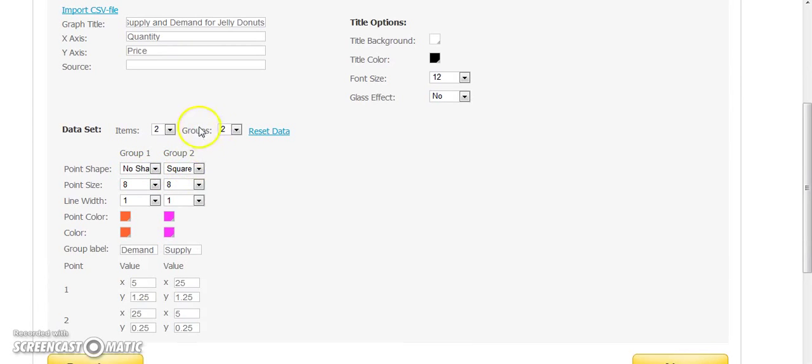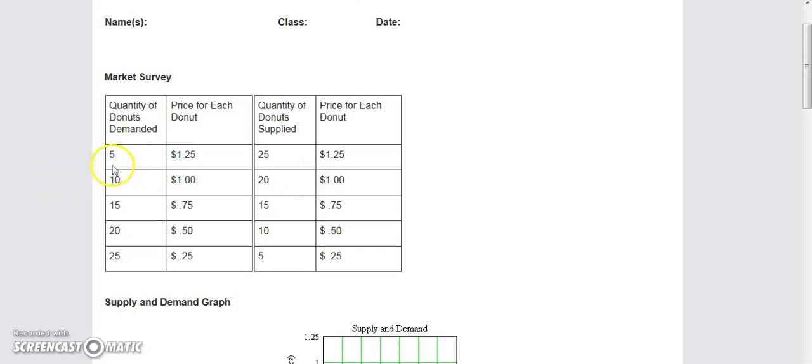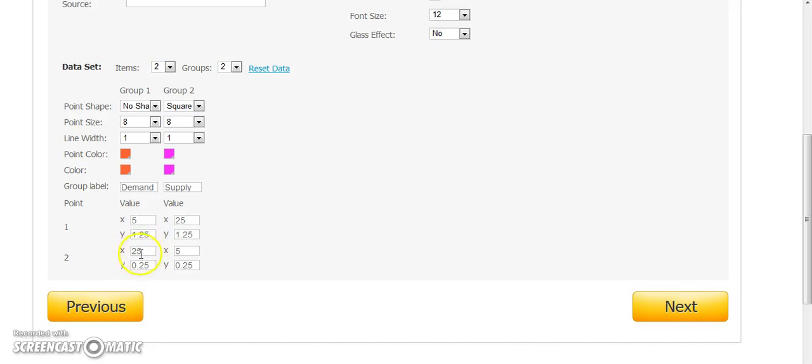I selected no shape, and there are 2 groups because we're going to do a demand and we're going to do a supply. So then down here we're going to make sure we label it correctly. So I've got a demand curve and then I have a supply curve. For my first value, 5 is going to be the quantity demanded at a price of $1.25. And I'm finding that right here. And then my last one is 25 demanded at a price of 25 cents. When you write in the 25 cents, make sure you type in 0.25. I noticed that when I put just .25, it moved my decimal and it was incorrect. So make sure that you put 0.25.